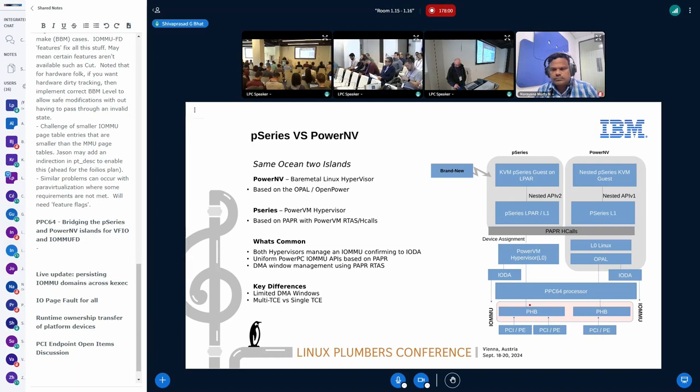The way Linux would actually see the IO devices differs. To list a few: on the pSeries platform with PowerVM, there is only single TCE support, but on PowerNV we have multi-TCE support. A couple of H-calls are also not supported on the PowerVM hypervisor, but Linux on both sides works in a way to get things going for VFIO for user space. On the bare metal side, KVM was able to use VFIO devices on the L1, and user space applications were able to use PCI devices using VFIO on pSeries as well.